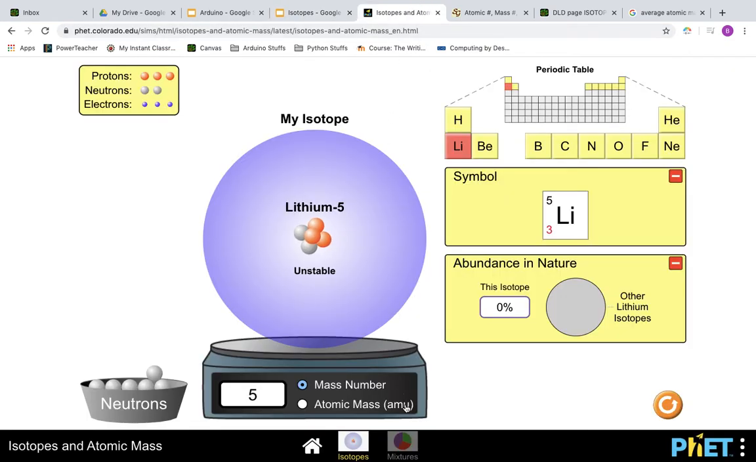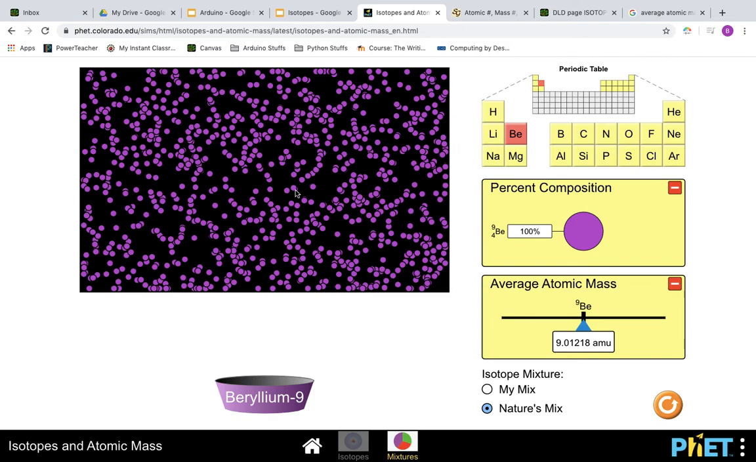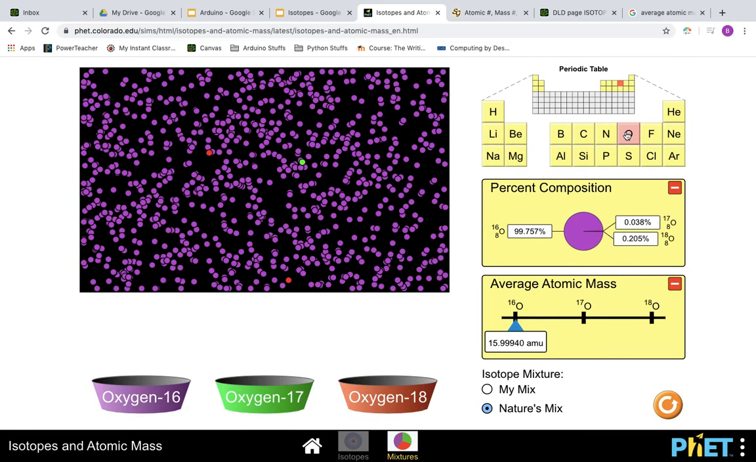Turns out, when you look at all of the atoms in the world, they come in different compositions. When I look at all the beryllium in the world, all of it is beryllium 9. When I look at the oxygen in the world, most of it is oxygen 16. But some of it, just every once in a while, you get an oxygen 17 and an oxygen 18. You see these random dots.